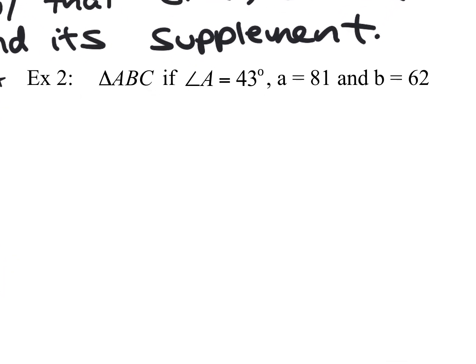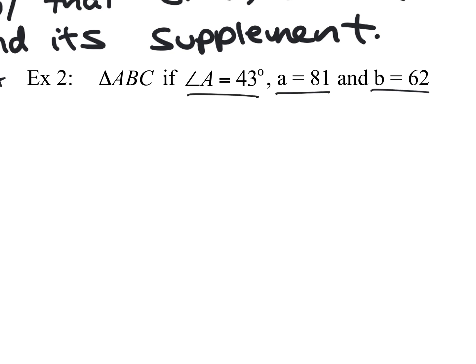Here they tell us that angle A is 43 degrees, side A is 81, and side B is 62. At this point, I'm feeling a little bit better about things because side A is not shorter than side B. The side across from the known angle is longer than the other side. So let's start finding this.